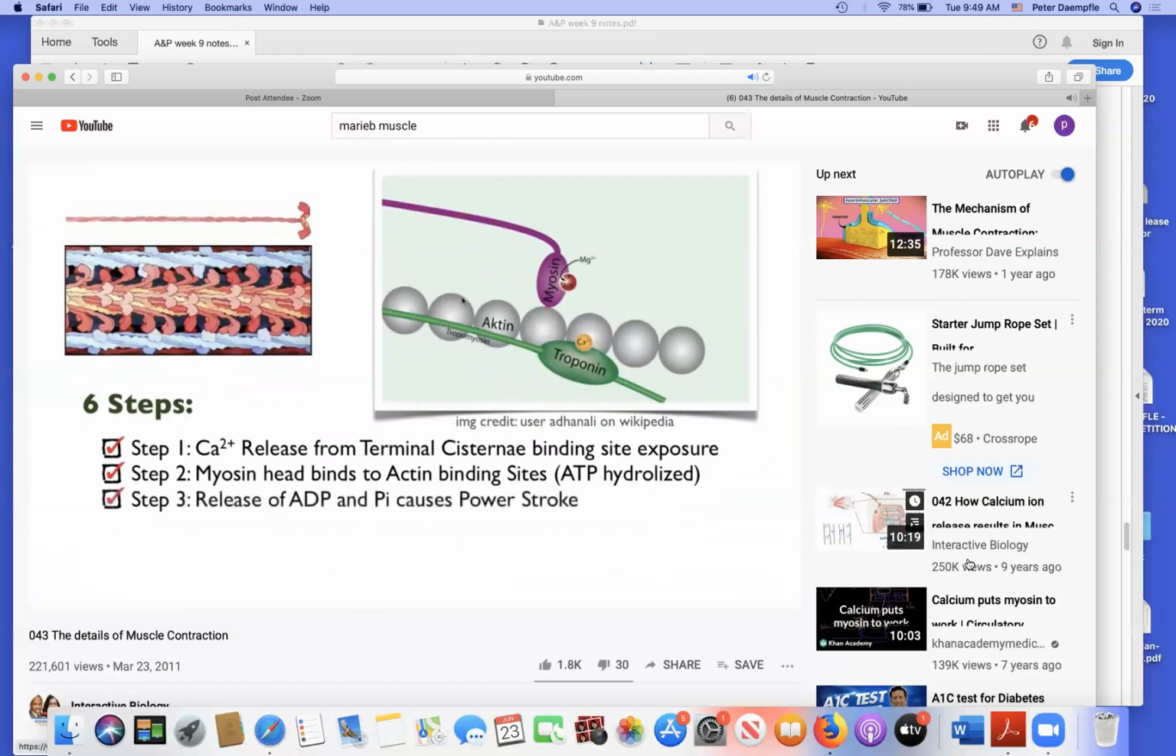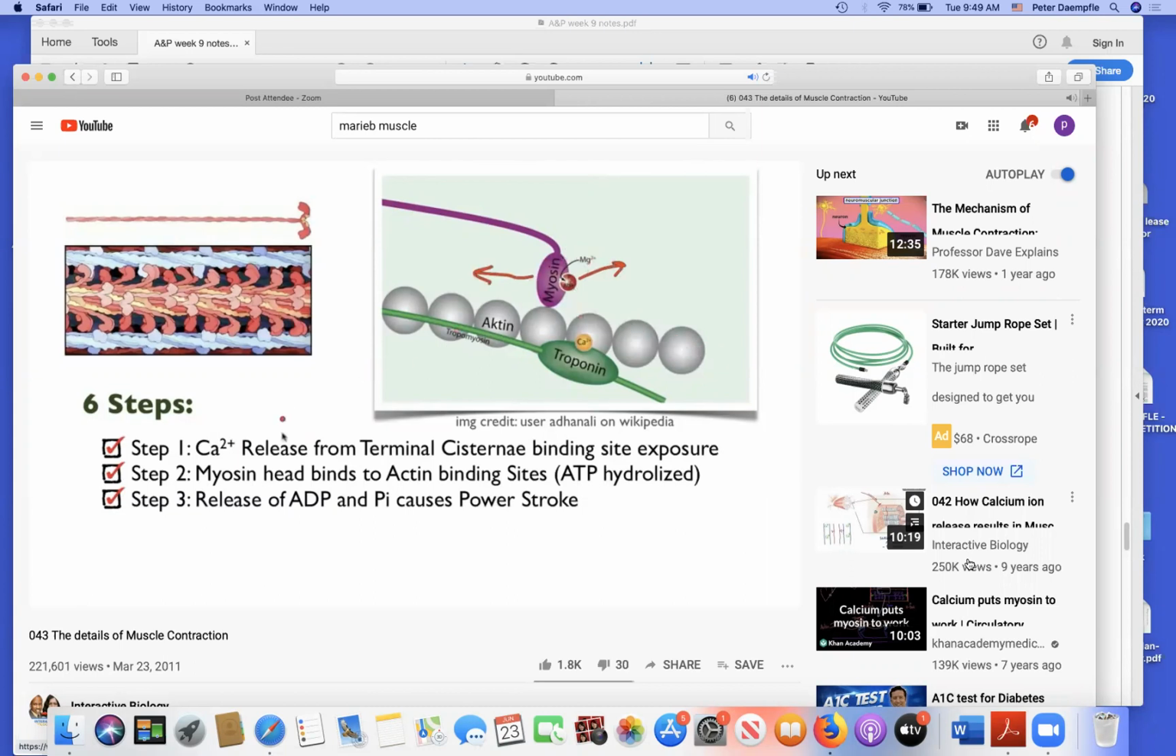Step number 3, this ADP and inorganic phosphate is released from the myosin head. I'm not showing that in the figure, but just imagine that being released. When that is released, it causes the power stroke. In other words, it causes this guy here to flex. And when it flexes, it moves in this direction, and that causes the actin to slide across the myosin.